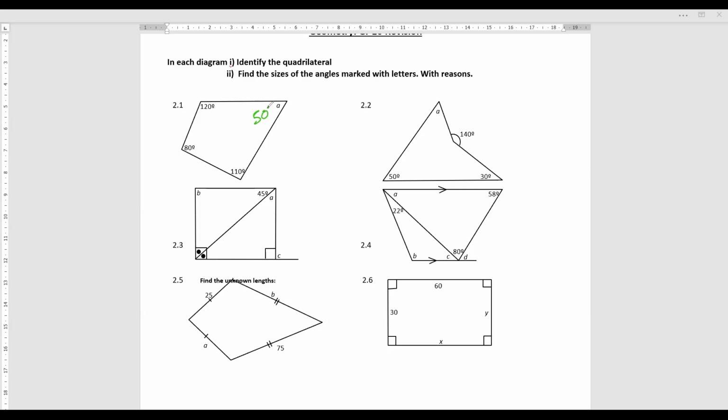Sum of angles of a quadrilateral. Sum of angles of a quad. Well done. We're moving on. We're going on to 2.3. I'm going down the line, okay?